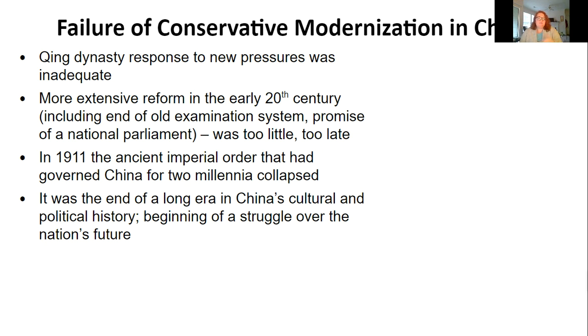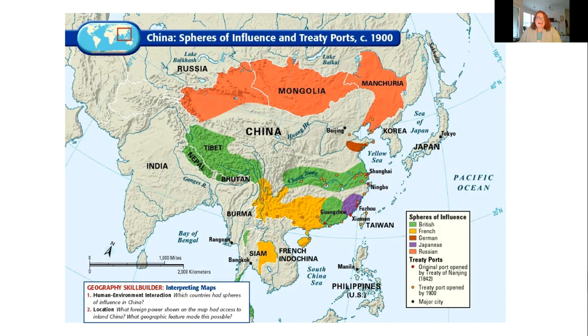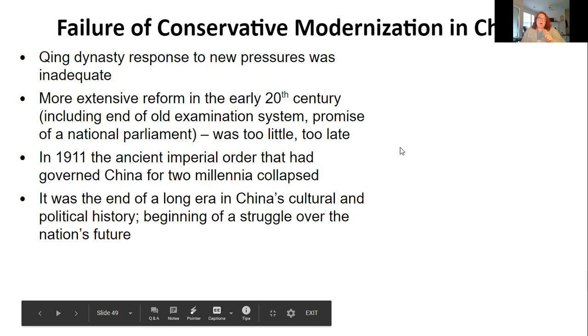So the Qing dynasty's response to this new pressure was inadequate. The whole freaking dynasty was inadequate. More extensive reform in the early 20th century, including the end of the old examination system and the promise of a national parliament, was a little too late. In 1910, the ancient imperial order that had governed China for 2 millennia had completely collapsed. It was the end of a long era in Chinese cultural and political history and the beginning of a struggle over the nation's future. And this is where Mao Zedong would enter the equation.